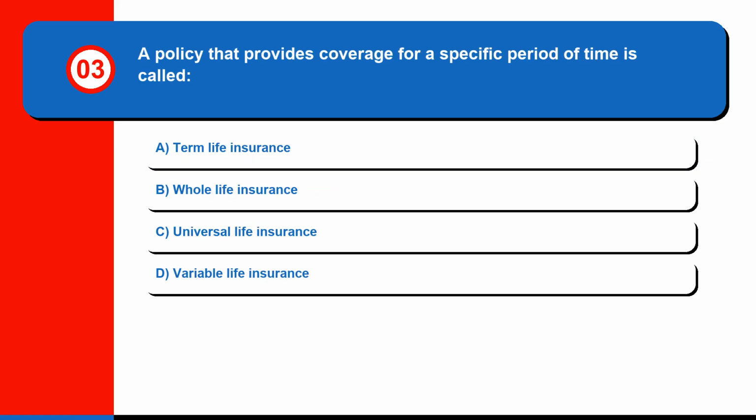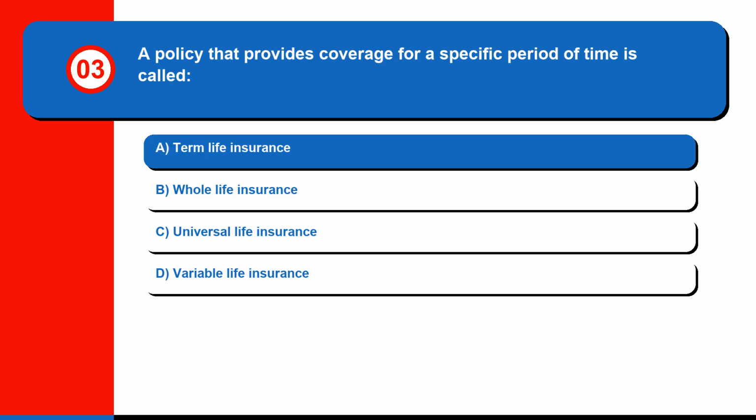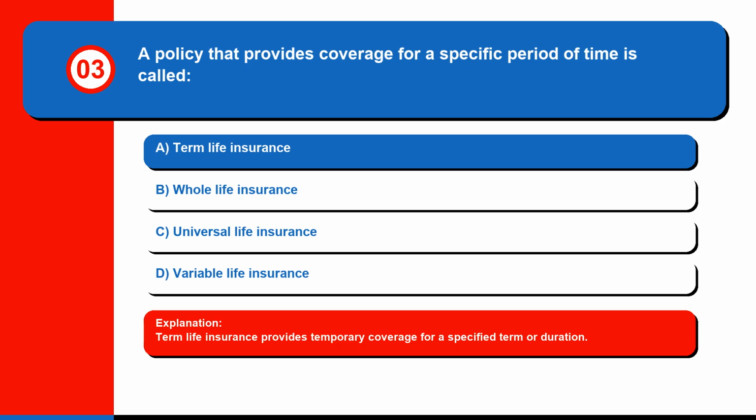Question 3. A policy that provides coverage for a specific period of time is called A. Term life insurance. B. Whole life insurance. C. Universal life insurance. Or D. Variable life insurance. The correct answer is A. Term life insurance. Term life insurance provides temporary coverage for a specified term or duration.